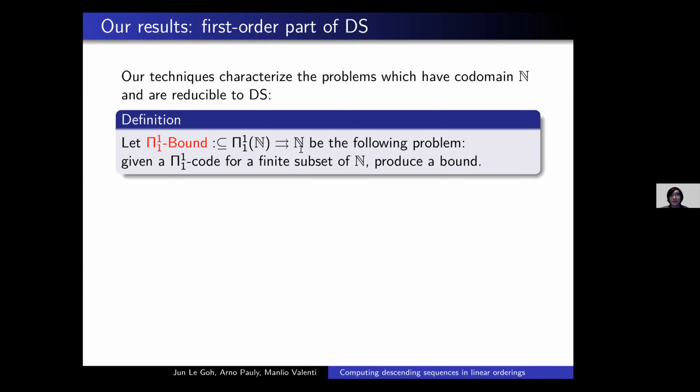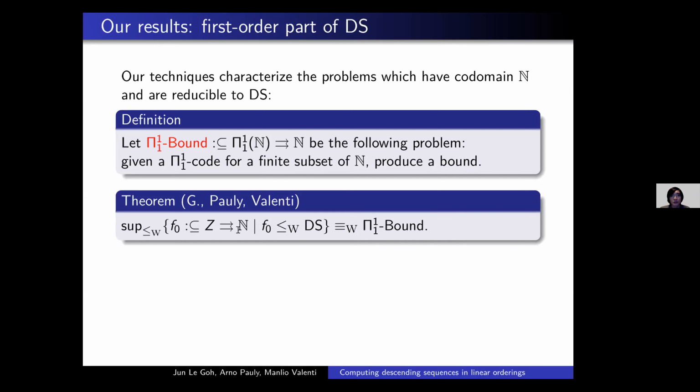Okay, so this is definitely a problem with codomain n, right? Because the solution is just asking for a single number. And it's also not hard to see that it does reduce to DS. And what we showed is that if you have codomain n and you reduce to DS, then actually you reduce to Pi^1_1 bound. So this sup over here is Weihrauch equivalent to Pi^1_1 bound. And this is a characterization of exactly which problems have codomain n and are reducible to DS. So I will prove this theorem on the next slide.